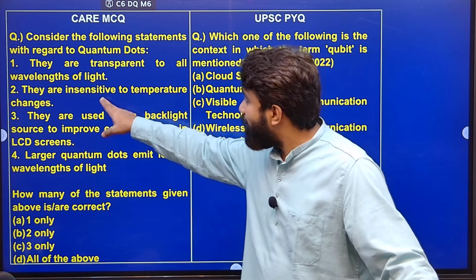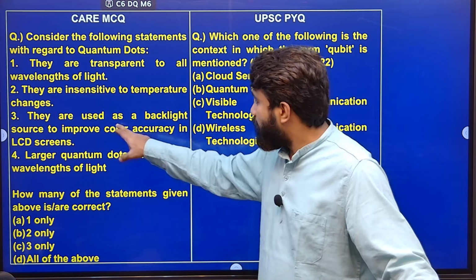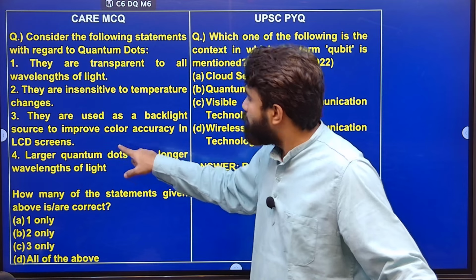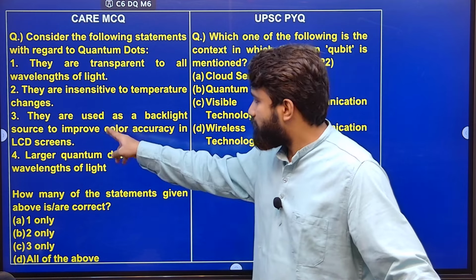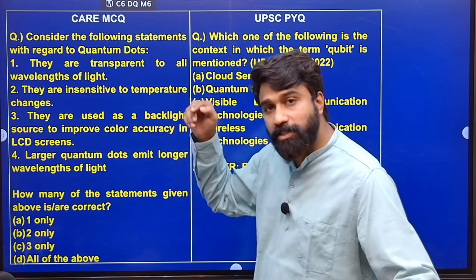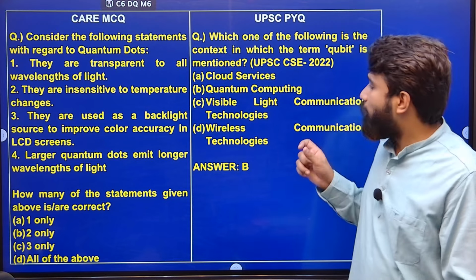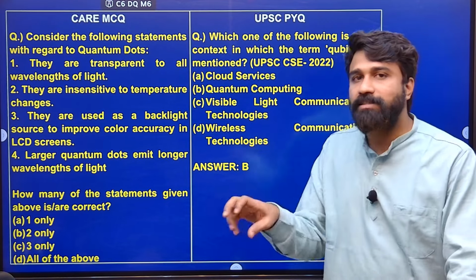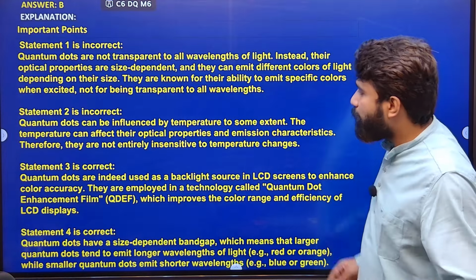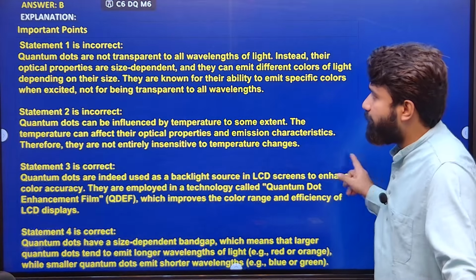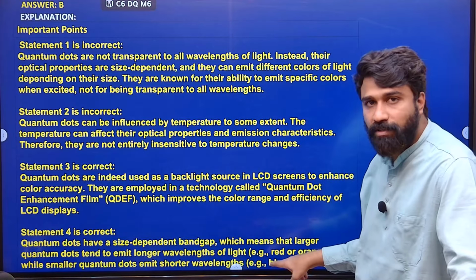Therefore, the statement that they are insensitive to temperature changes is wrong. They are used as a backlight source to improve color accuracy in LCD screens, that is a true statement. So, the third statement is true, and the fourth statement is also true: larger quantum dots emit longer wavelengths of light and smaller quantum dots emit shorter wavelengths of light when it passes through. This is the explanation given here, they are size dependent. Based on the size they will emit different wavelengths of light.